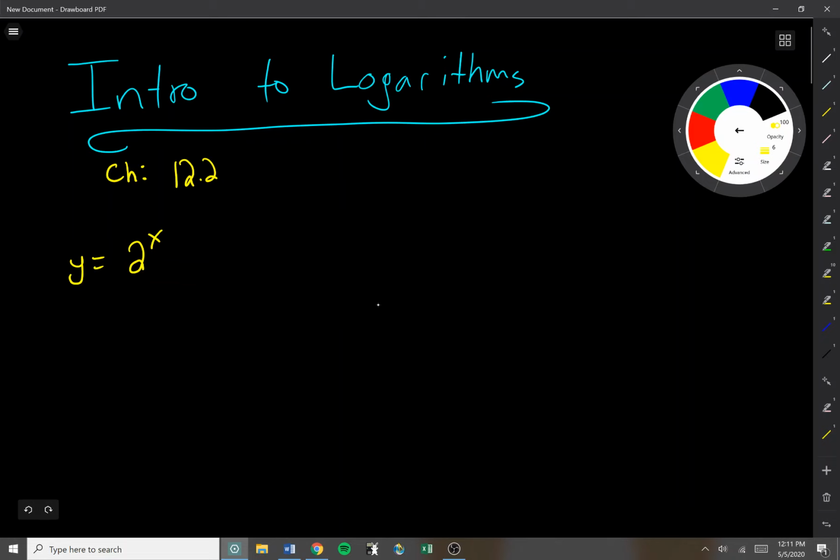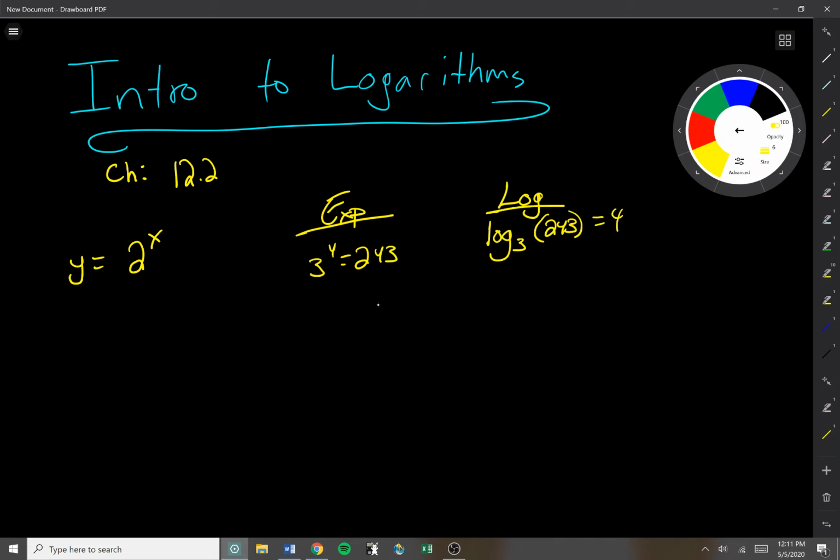There's another way to write exponentials, and that's in what's called logarithm form. So here is something in exponential form. In exponential form, we would say 3 to the 4th is 243. In logarithm form, which you just call logs for short, that flips to log base 3 of 243 equals 4. Now I'll go through a lot of examples of this to try to explain what this is and where it's coming from. But this is converting between the two forms.